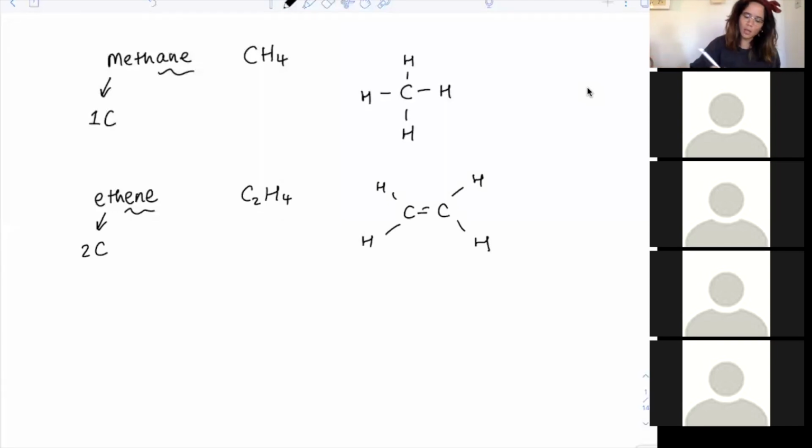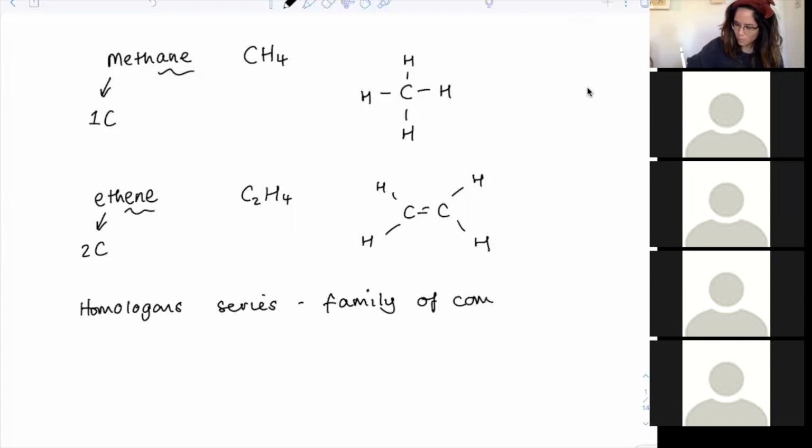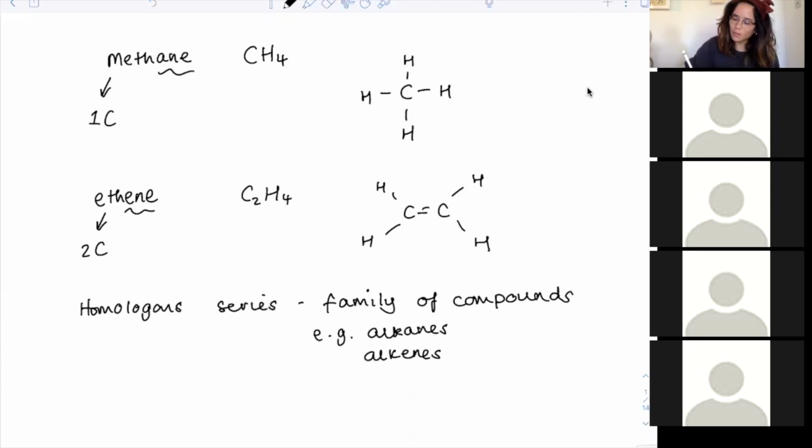Remember that a homologous series is a family of compounds. And so previously, we've met alkanes, alkenes, and now we are moving on to look at alcohols.